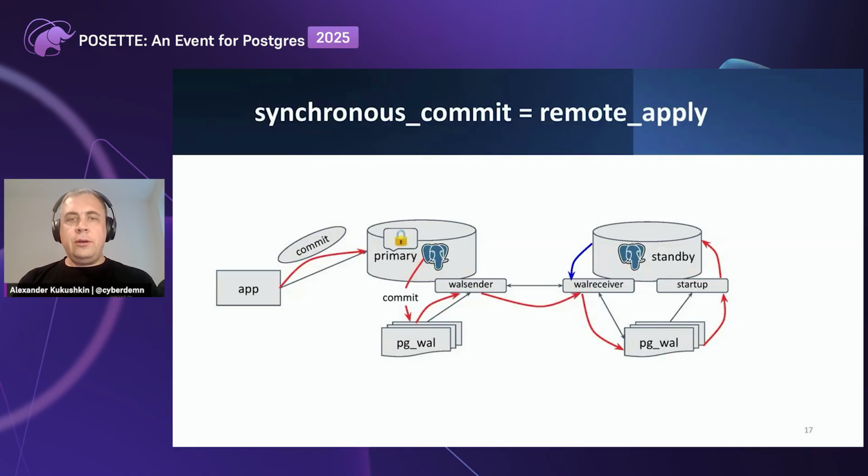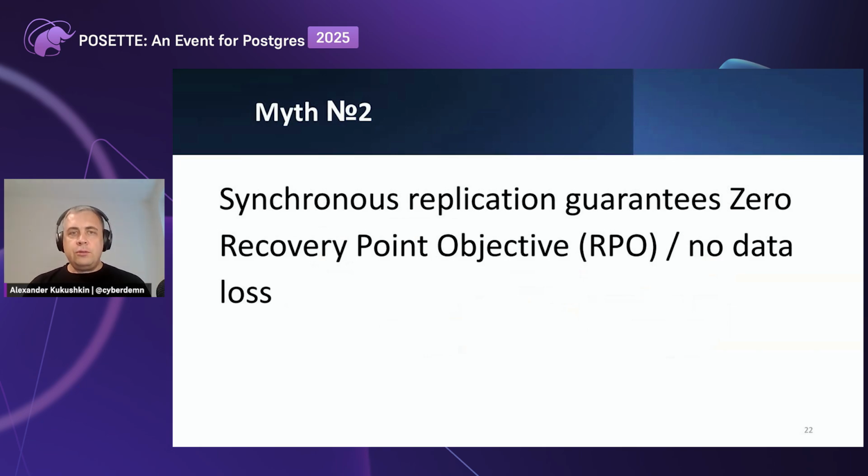After the transaction is applied, standby sends confirmation via the same TCP channel between WAL receiver and WAL sender, the same connection that receives data, and it notifies primary that the transaction was successfully applied. Only after that, primary will release locks and send confirmation to the application that the transaction was successfully committed. You see how many steps there are, and in fact, commit happened first locally, and only after that it was sent to a standby node. So I think the first myth was busted, and therefore we continue with the second myth.